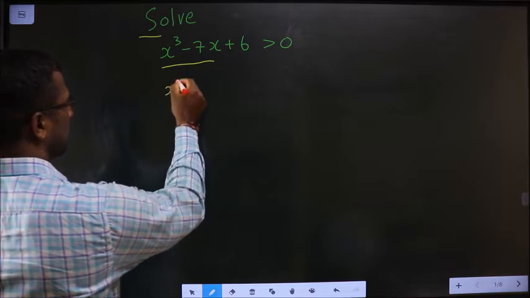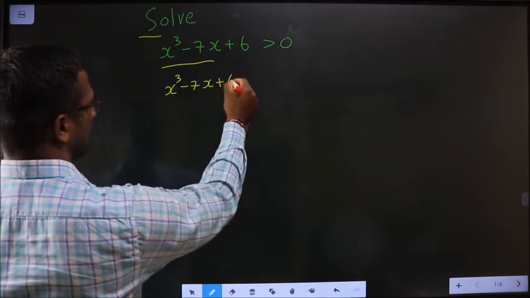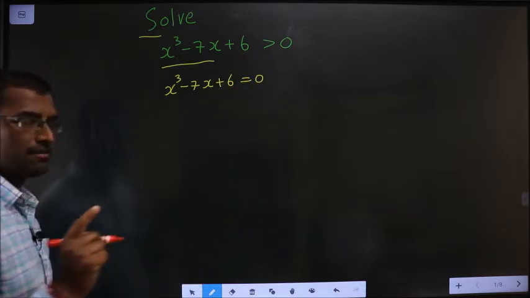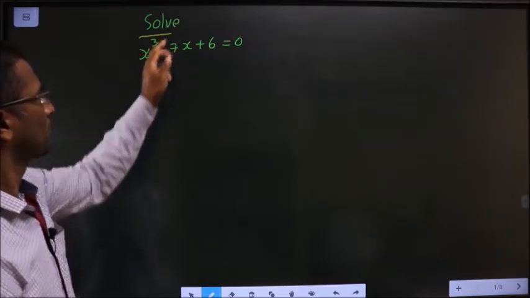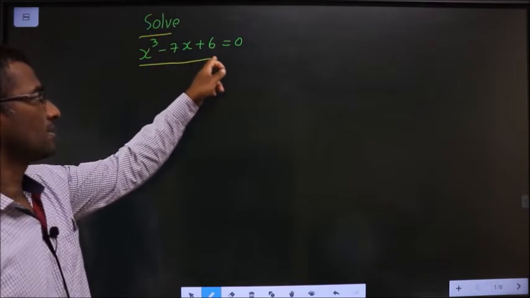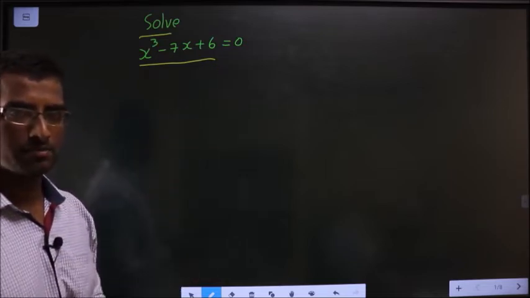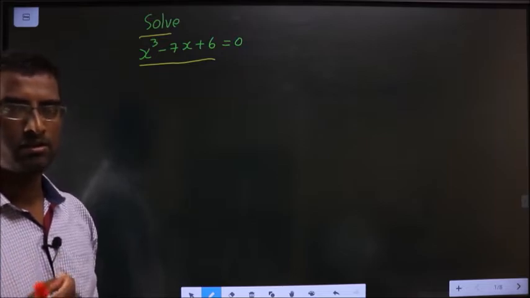Initially I will not consider the inequality. I will take it to be equal to 0. And now I will solve and get the values for x. Okay. Solve x cube minus 7x plus 6 equal to 0. They told us to solve this means we need to find the value of x. Now how do we find it?